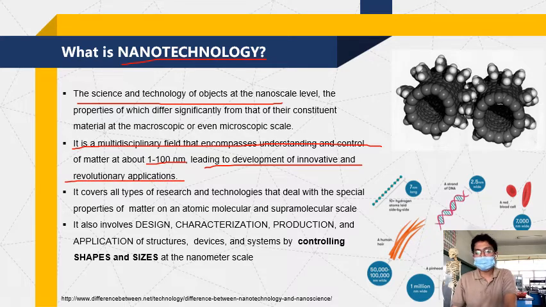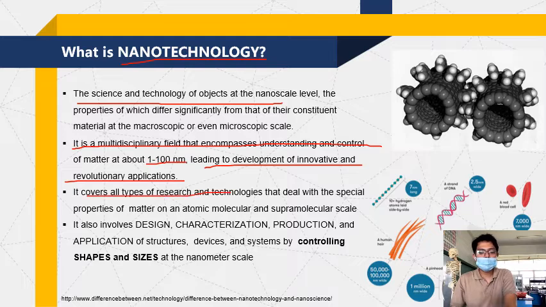When you say multidisciplinary, it deals with different fields. So studying a certain material that is 1 to 100 nanometers in size, it could also involve physics, chemistry, astrophysics, or any other fields of science that somehow can be applied to a certain material that is 1 to 100 nanometers in size.